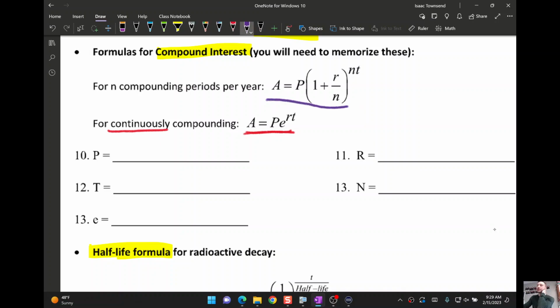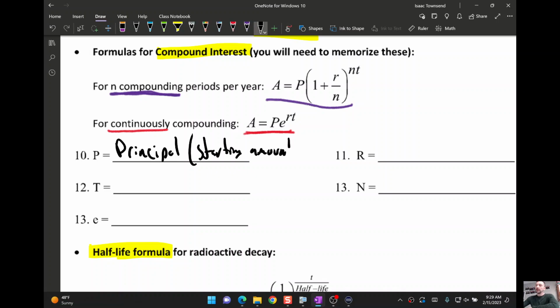And the other formula, sometimes students call this the PERT formula, I guess because it looks like the word PERT, maybe a little bit scrambled up, is for if you compounded a certain number of times per year, n times per year. But both of these formulas have a lot in common. Both of them have a P, so you need to know that P stands for principal or starting amount.